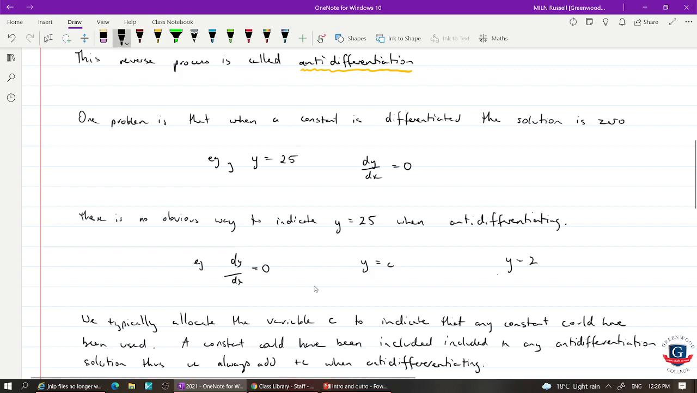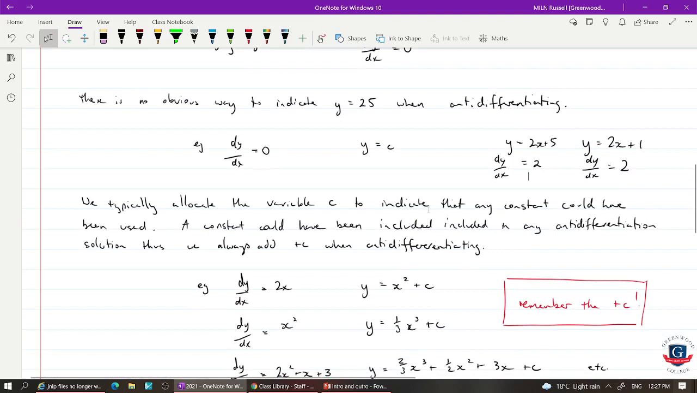So if we differentiated y equals 2, dy dx equals 0. If we differentiated y equals 2x plus 1, dy dx equals 2. That's probably not the best example, let me try again. If this was y equals 2x plus 5, that's going to give us 2. If I do 2x plus 1, that's going to give us 2. If I try and anti-differentiate 2, I'll get the 2x, but I won't get the 5. The constant is lost in the process. That's probably a better case.